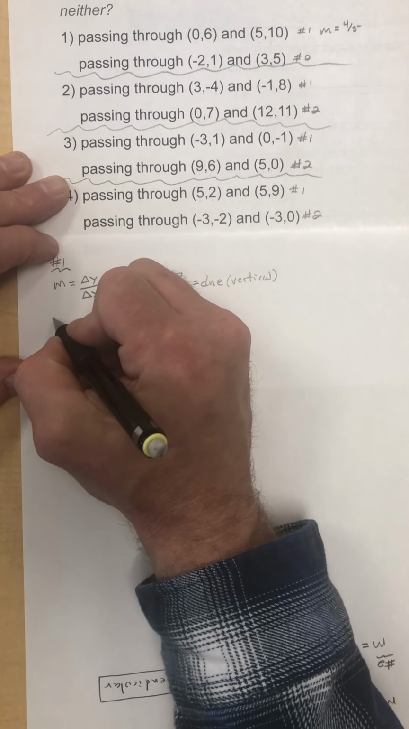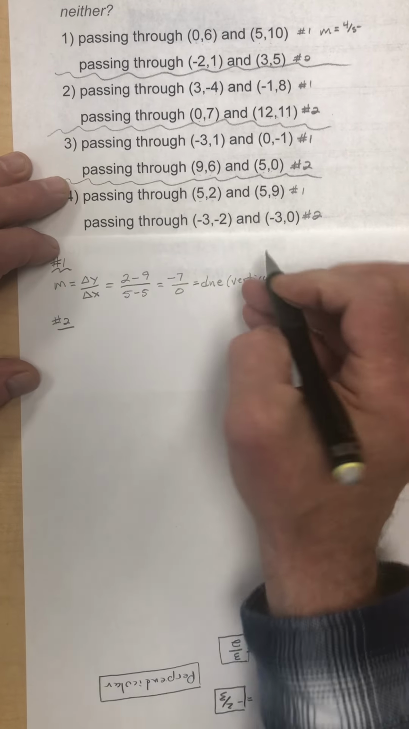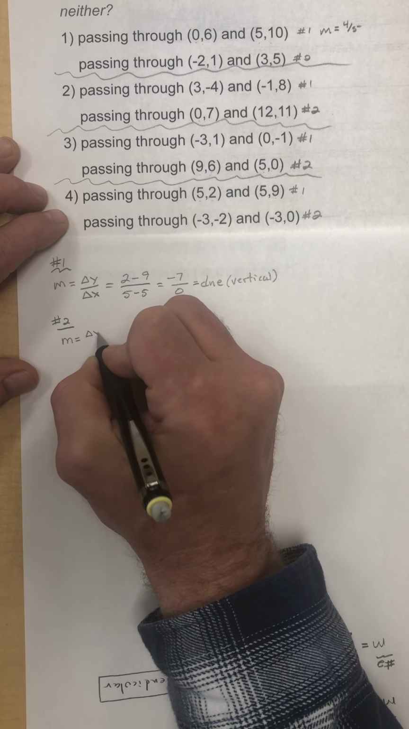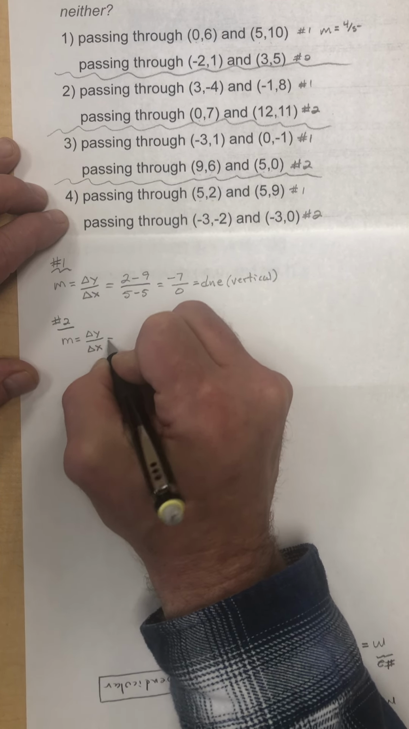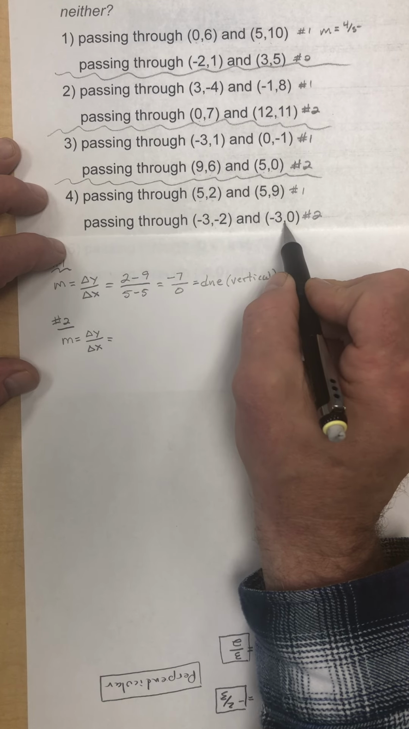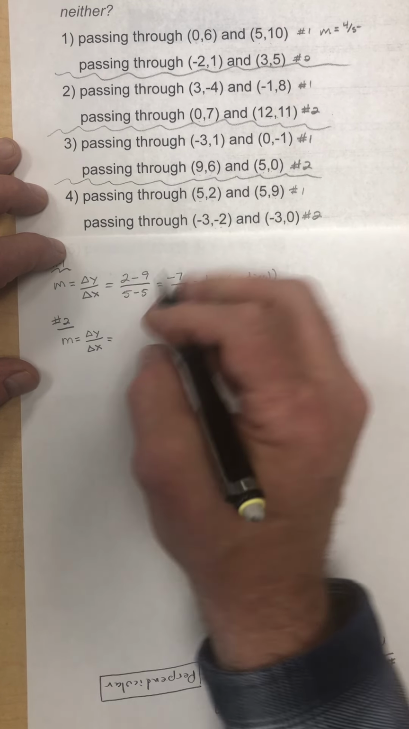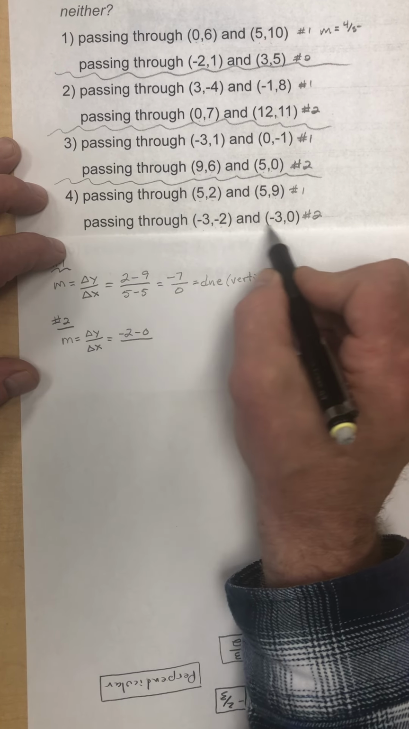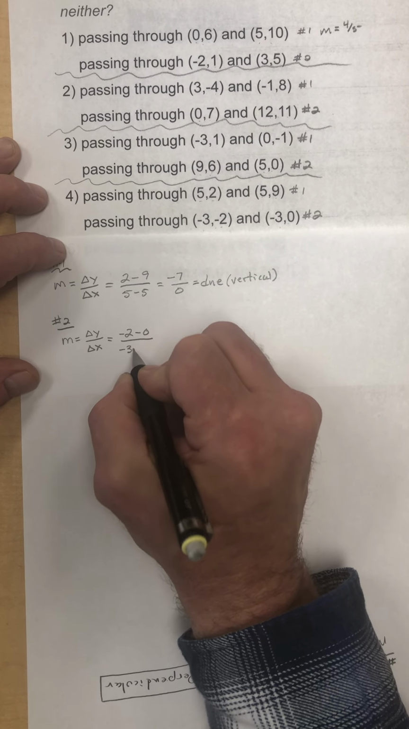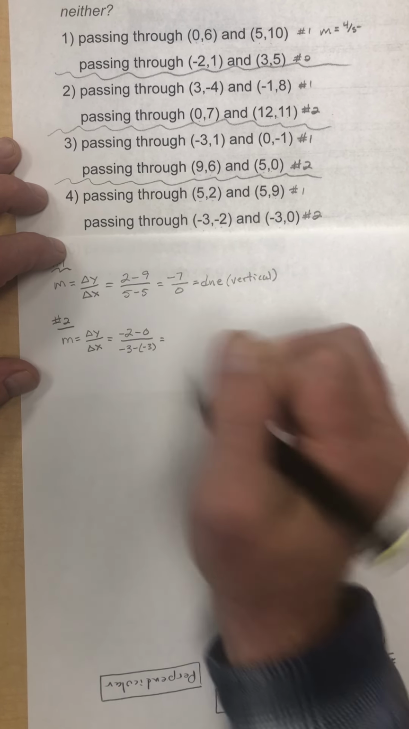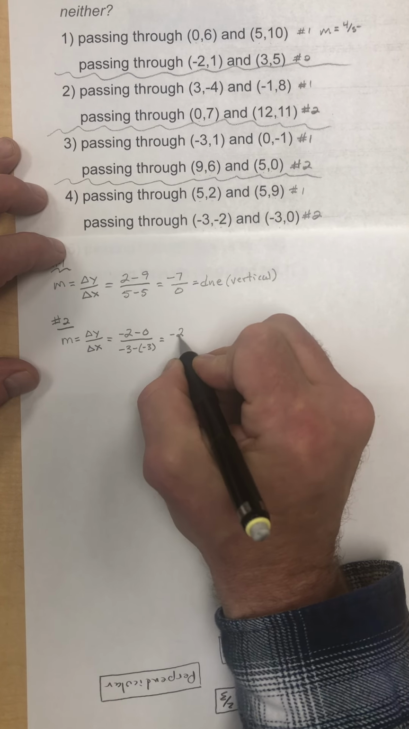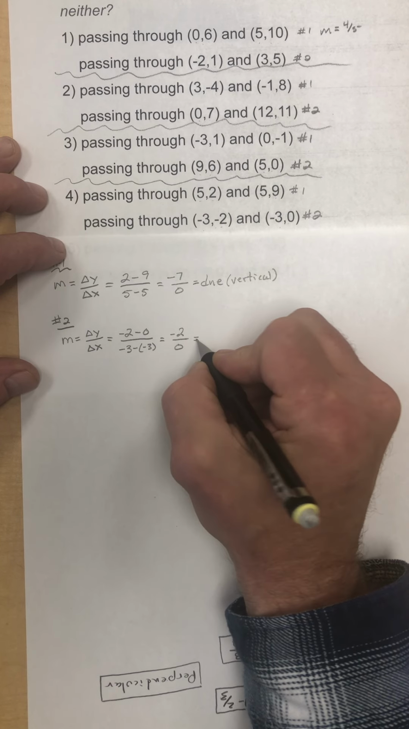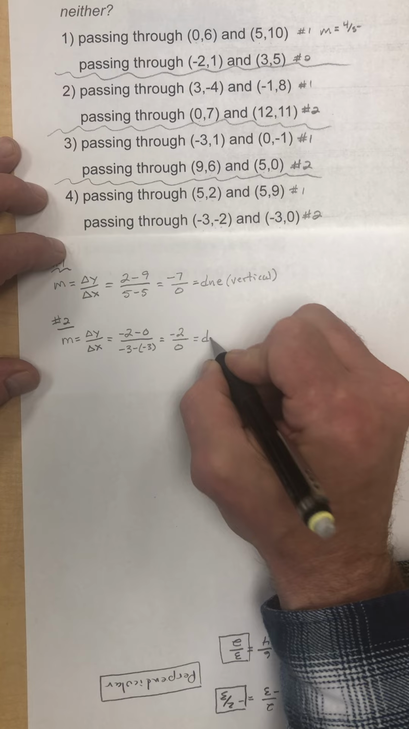Okay, and then we look at number 2. So I got to do the slope here. So again, slope is delta y over delta x. Okay, so I'm going to go these guys minus these guys. So my delta y would be negative 2 minus 0. And then my delta x would be negative 3 minus a negative 3. Okay, so when I simplify, I'm going to get negative 2 over 0. Again, just like this one, 0's in the denominator, so this guy is an undefined number, or it's DNE.